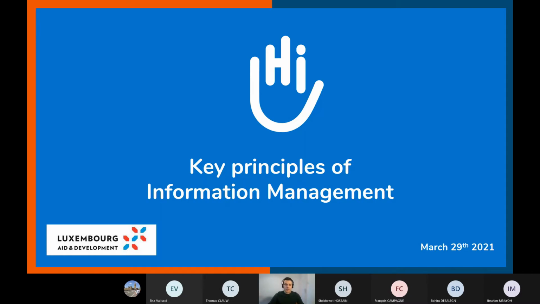And so the program is, I'll start by giving you some definitions, just to make it clear what we are talking about when talking about information management, make sure that we are all on the same page. Then we will go into the information management cycle, really step by step, see what are the main steps of information management, and I hope this will give you an overview of really what it's all about. And then we'll have a discussion about data quality.